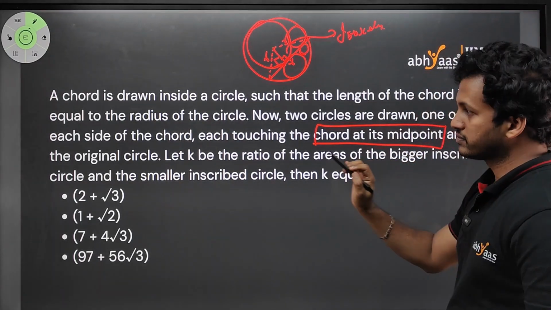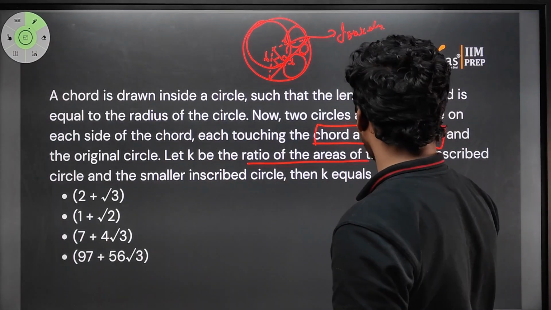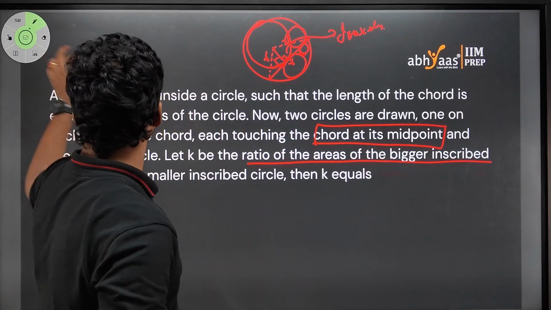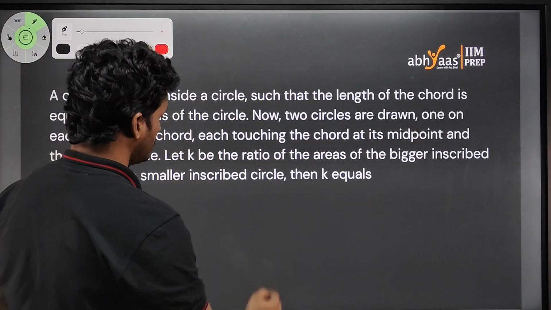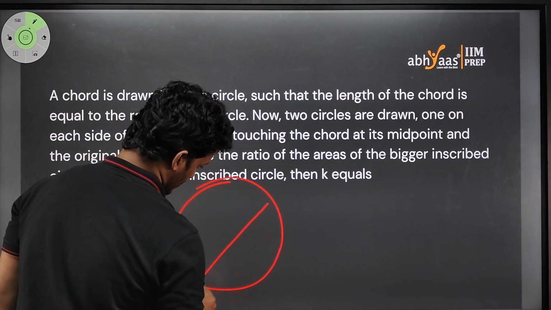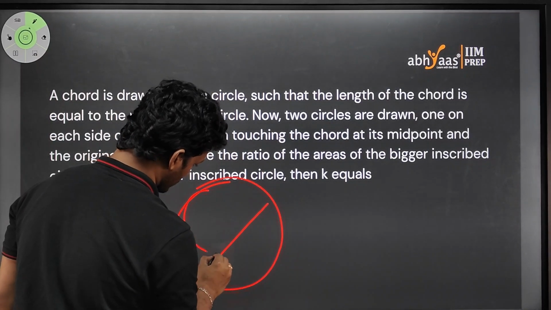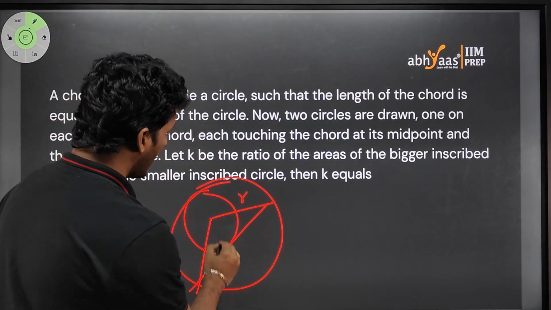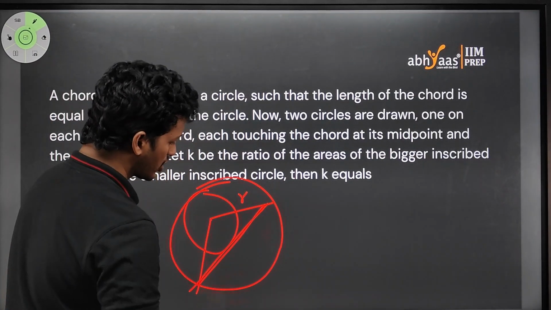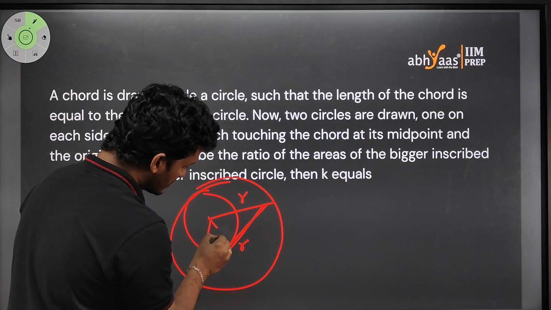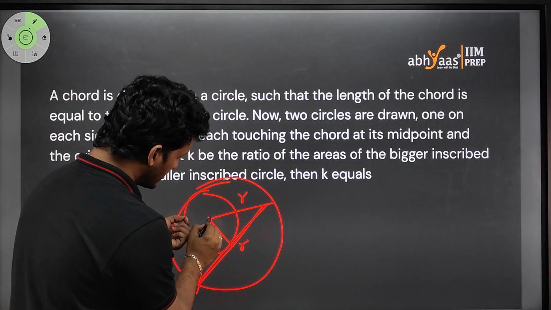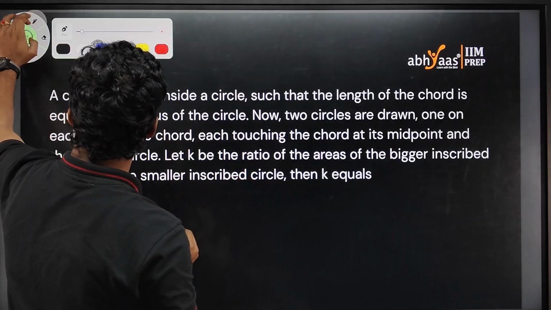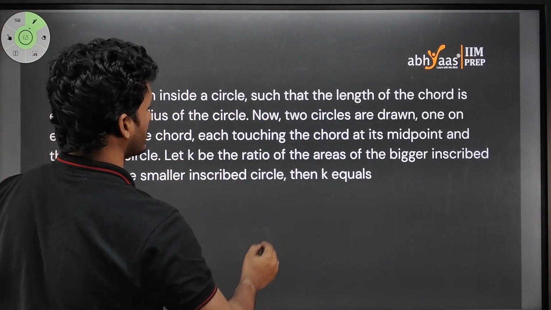Okay, now the ratio of the areas of the bigger inscribed circle and the small inscribed circle has to be known. So let us solve this one. So if this is a circle and r be the radius of that circle, and now what is the length of the chord? This is also r. And what about this height then? Sorry, if my diagram is wrong, let me draw it again. Let me be good in that.